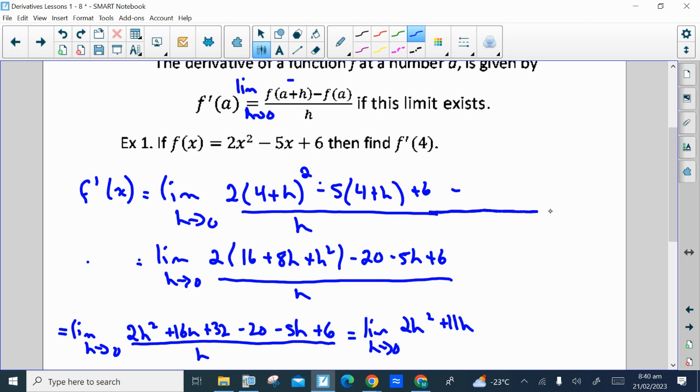So minus f at a, which is the value of the function when x equals a, or x equals, in this case, 4. So when I let x equal 4 up here, 4 squared is 16 times 2 is 32. Minus 5 times 4, so minus 20, plus 6. So 32, take away 20 is 12, plus 6 is 18. So that's a minus 18 there that we're going to subtract on here.